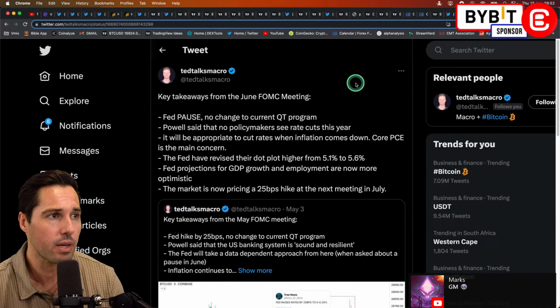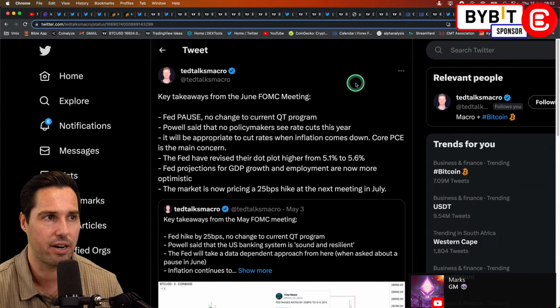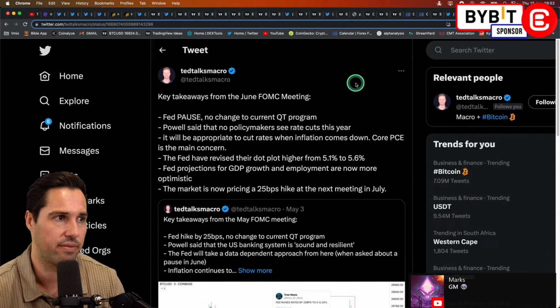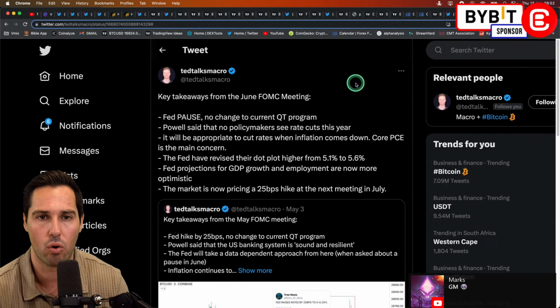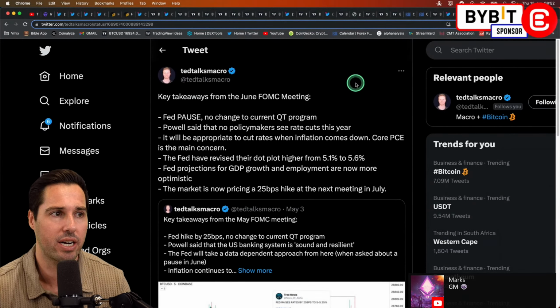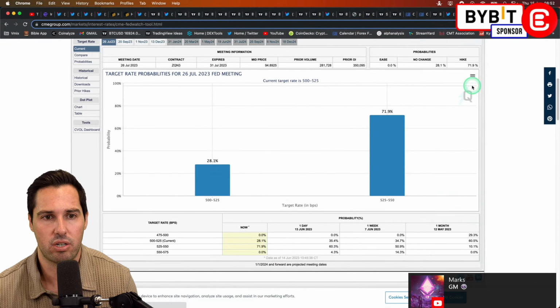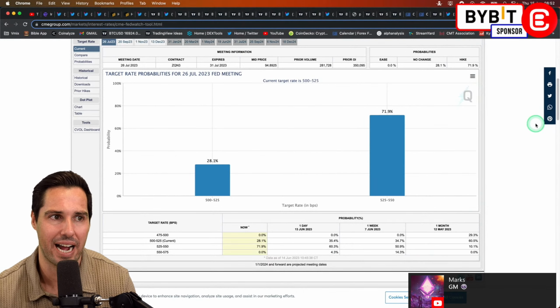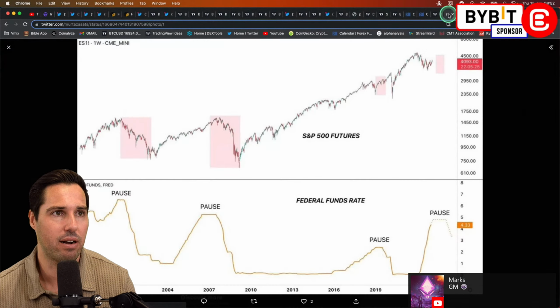He says here, Powell said that no policymakers see rate cuts this year. It will be appropriate to cut rates when inflation comes down. Core PCE is now the main concern, and the Fed have revised their dot plot higher, as we just said, to 5.6%. The Fed projections for GDP growth and employment are now more optimistic, though, so that's one good thing. And the market's now pricing in a 25 basis point rate hike at the next meeting in July. So basically just a pause and then another hike, which is going to obviously be elevating the rate to 5.25 to 5.5.